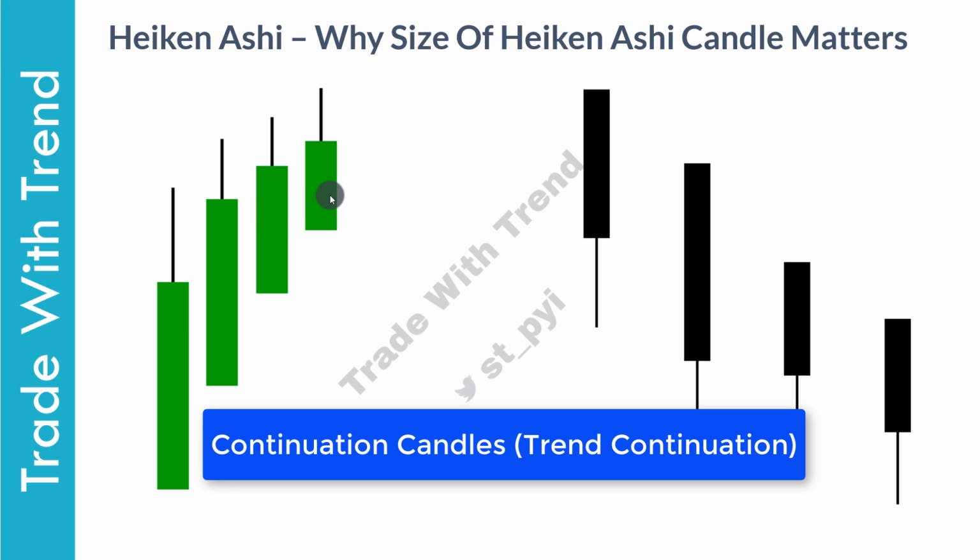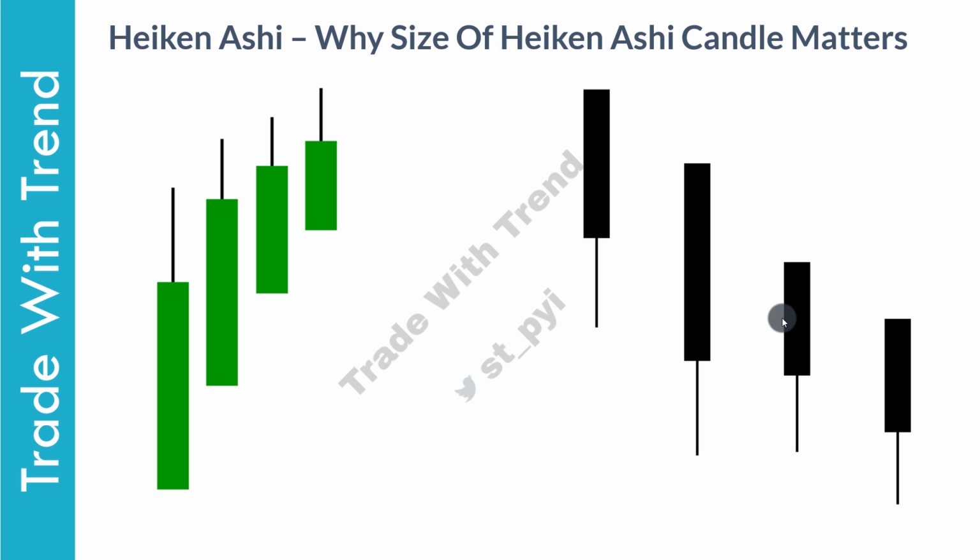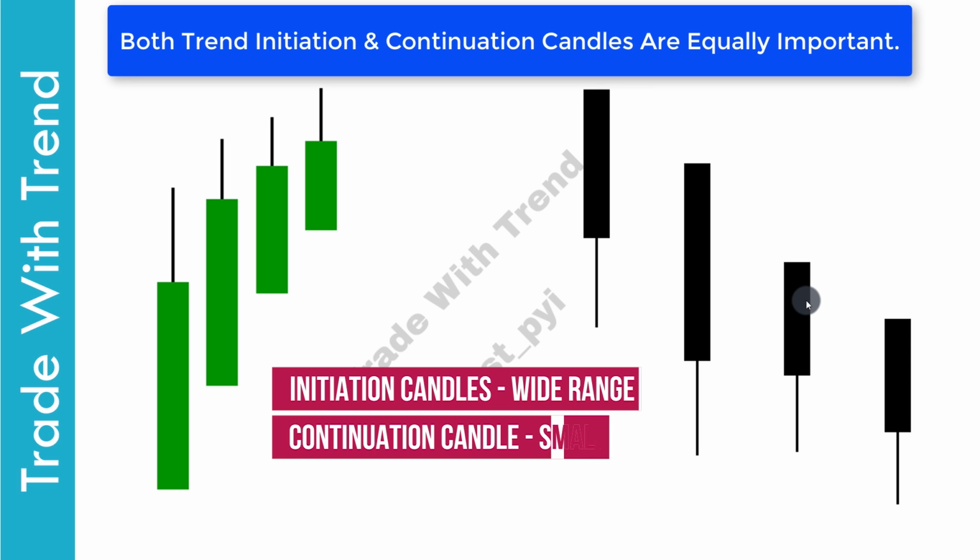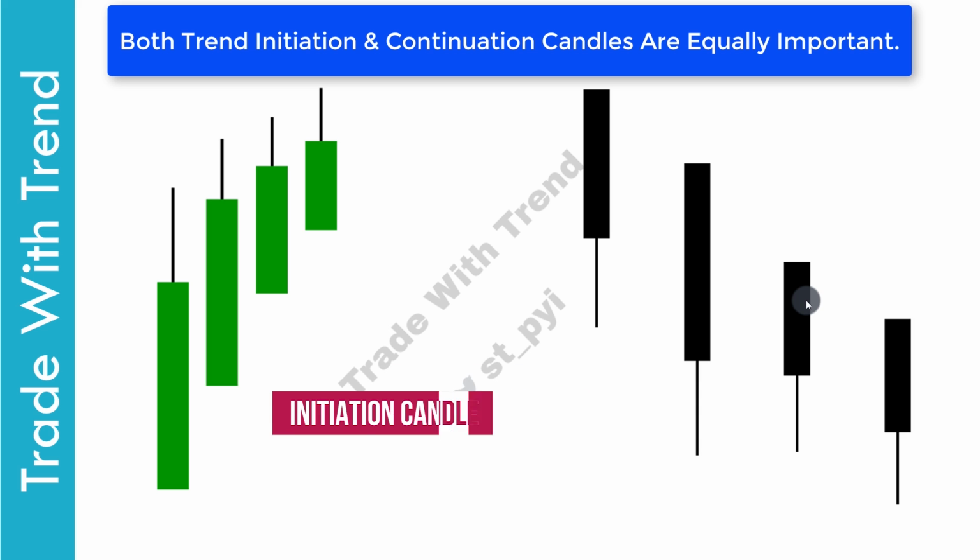The last 2 candles that you see here are trend continuation candles. These are smaller in size and reaffirm the direction of trend. If you look at the bearish candles here, first 2 candles are trend initiation candles and remaining 2 are trend continuation candles. Now, when you begin with price trend analysis, always look for initiation Icon SE candles and then look for continuation candles. Let me explain this in detail.